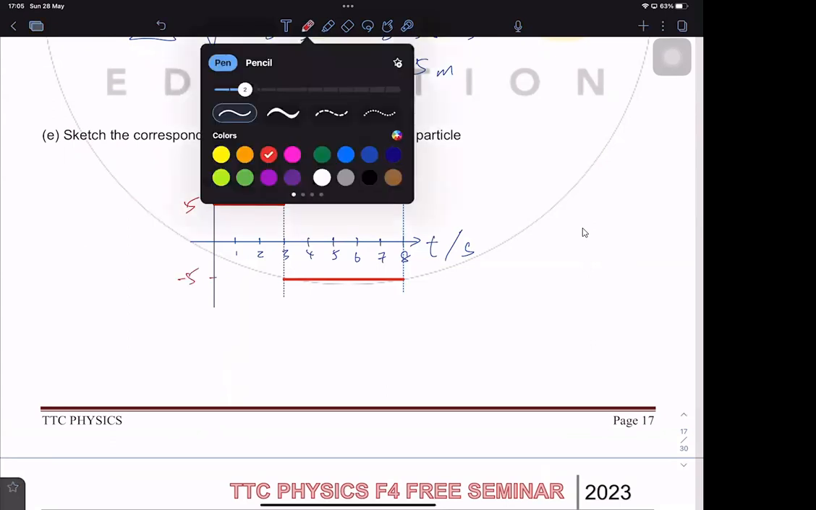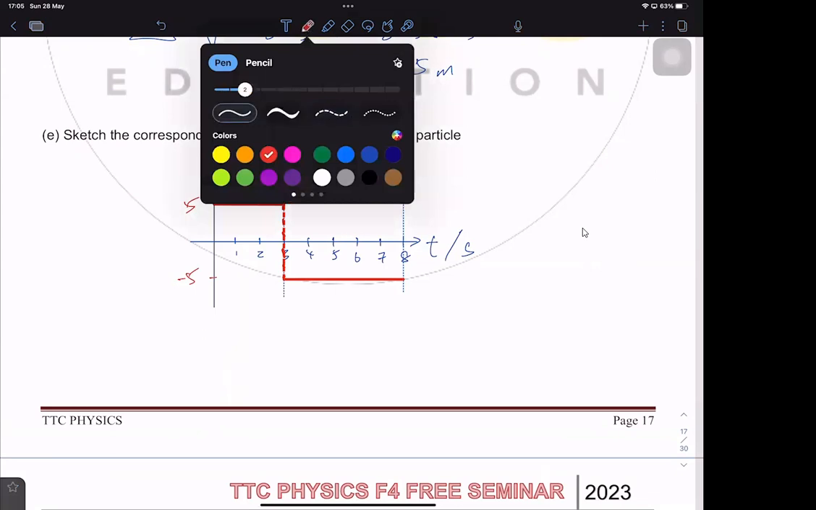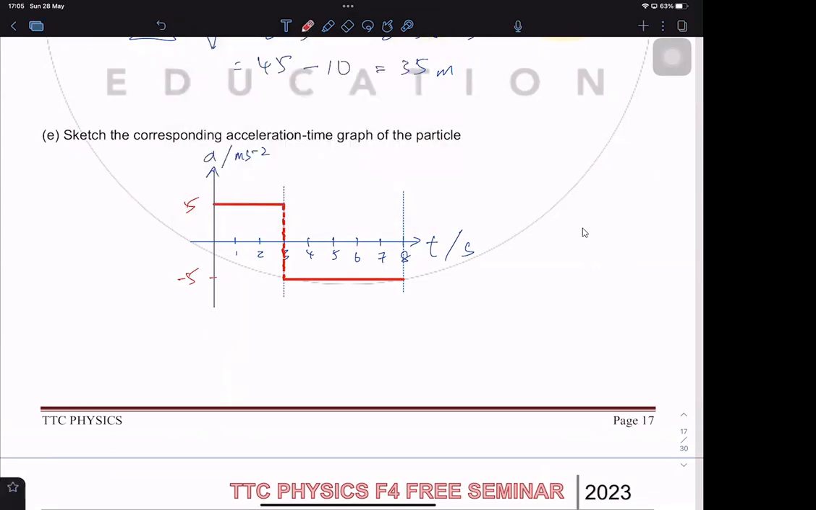Now, here, when you want to connect them together, it's up to you. You want to draw a dotted line also can. You want to draw a solid line also can. Okay, it's up to you. Right? Dotted or solid line doesn't really matter. Okay, so this is the acceleration time graph from here. Okay, can?